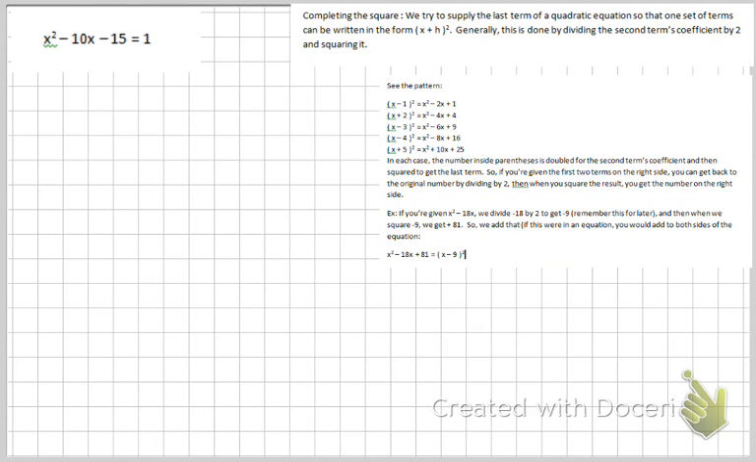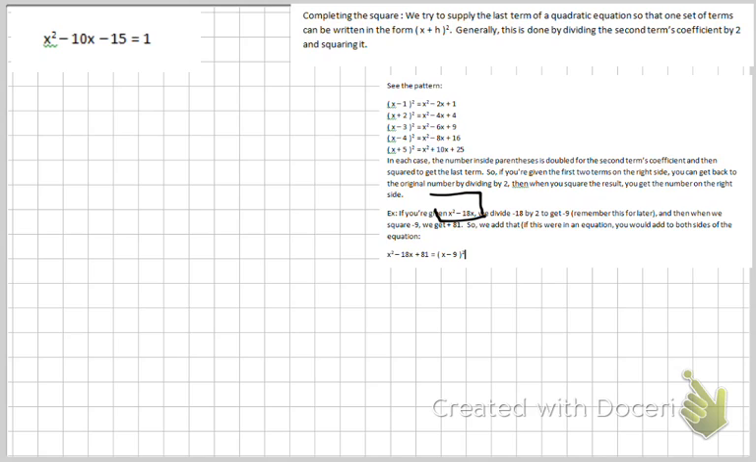To solve this by completing the square, you want to look at just the first two terms, right? We're trying to follow these patterns, and if you follow the example at the bottom here, if you look at something like x squared minus 18x, then it's easy to get the term that's missing that would complete the square, which is the plus 81.